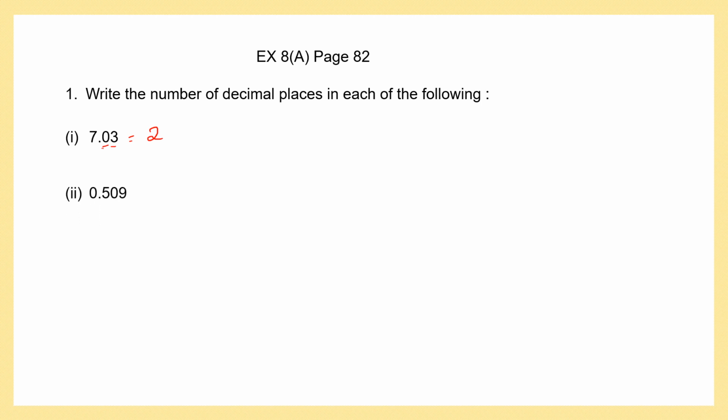Question 2. Count the number of digits after the decimal point: 1, 2, 3. So the number of decimal places here is 3. Question 3. After the point we have only one digit, so the number of places is 1. Question 4. Let's count the number of digits in the decimal part, that is after the point: 1, 2, 3, 4. So we have 4 decimal places. Question 5. 1, 2, 3, 4 and 5. We have 5 decimal places.